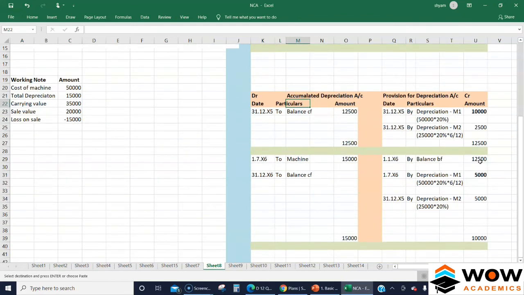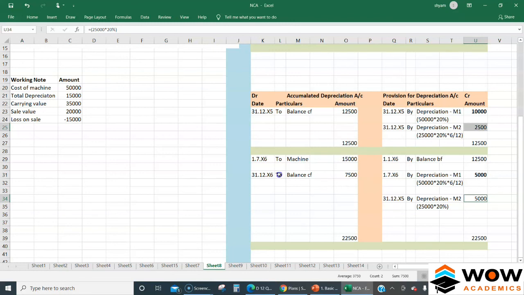In total we have 22,500 of depreciation, but 15,000 has been transferred. So 22,500 minus 15,000 that has been transferred, the balance is 7,500. This is the depreciation we provided for machine 2 alone: 2,500 plus 5,000. Both these numbers added together will give you the closing value.